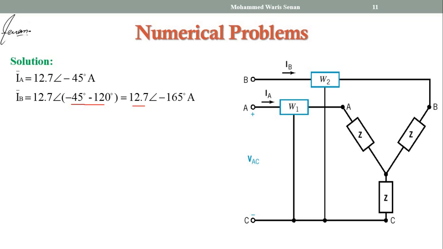Now we need the other two quantities, that are the angle between VAC and IA and the angle between VBC and IB. For this, we need to draw the phasor diagram. So let's draw the phasor diagram. So this is the phasor diagram of phase voltages, which, since the load is balanced, all the phasors are separated by an angle of 120 degree.